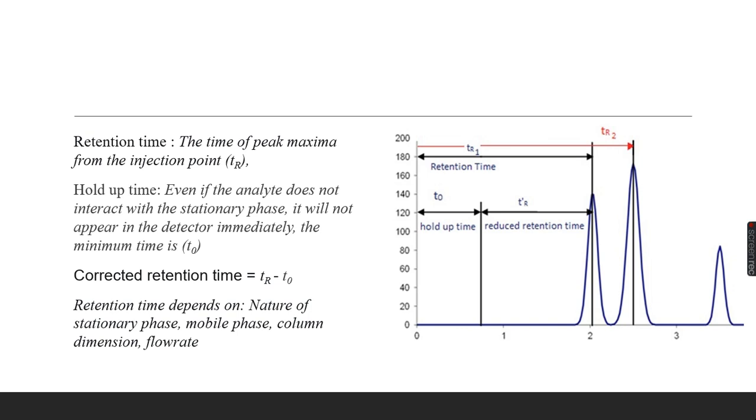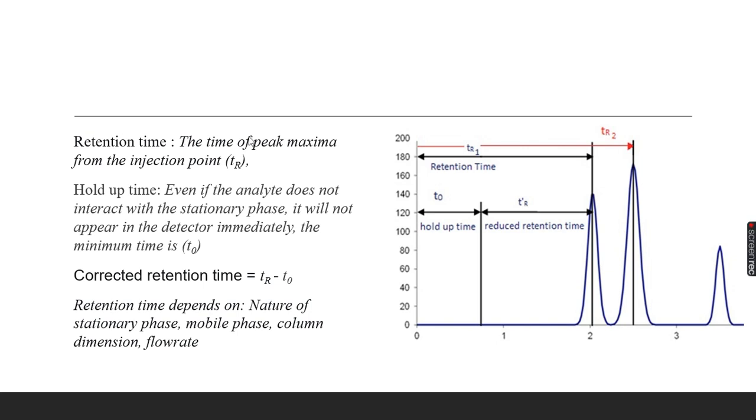When you are injecting the sample along with the solvent, depending on the flow rate of your solvent and the void volume of your column, it will definitely take some minimal time, even if there is no interaction with the column material. Even the solvent has to come out through the column. This minimum time period is known as hold up time. It is very simple to calculate: it is simply void volume divided by flow rate. Depending on the column length and flow rate, the hold up time can be different. There is no interaction with the column.